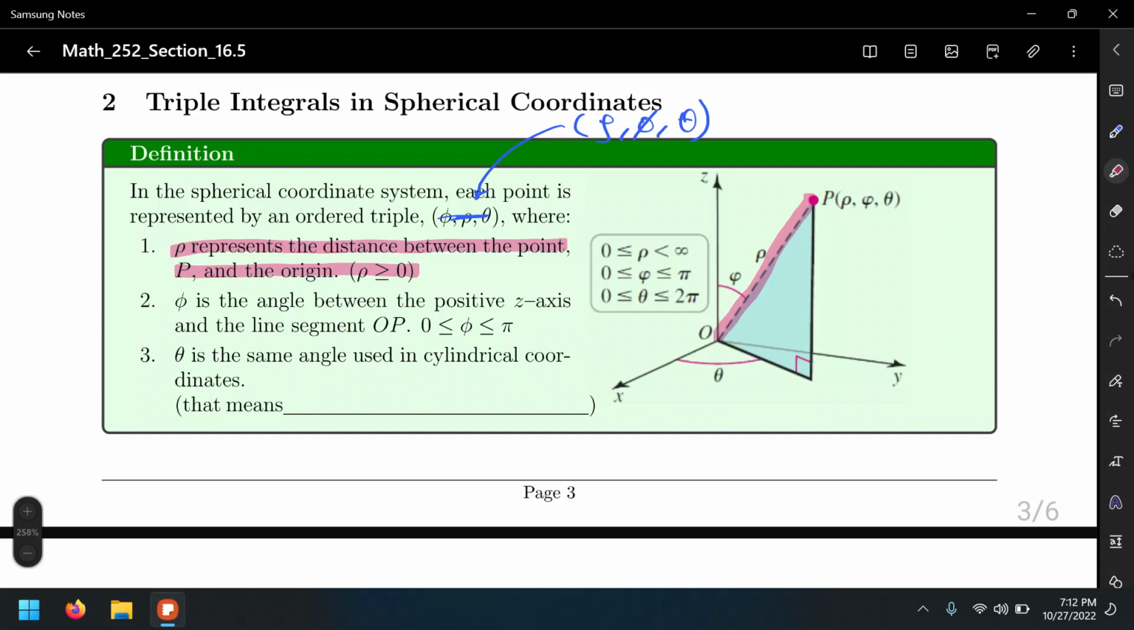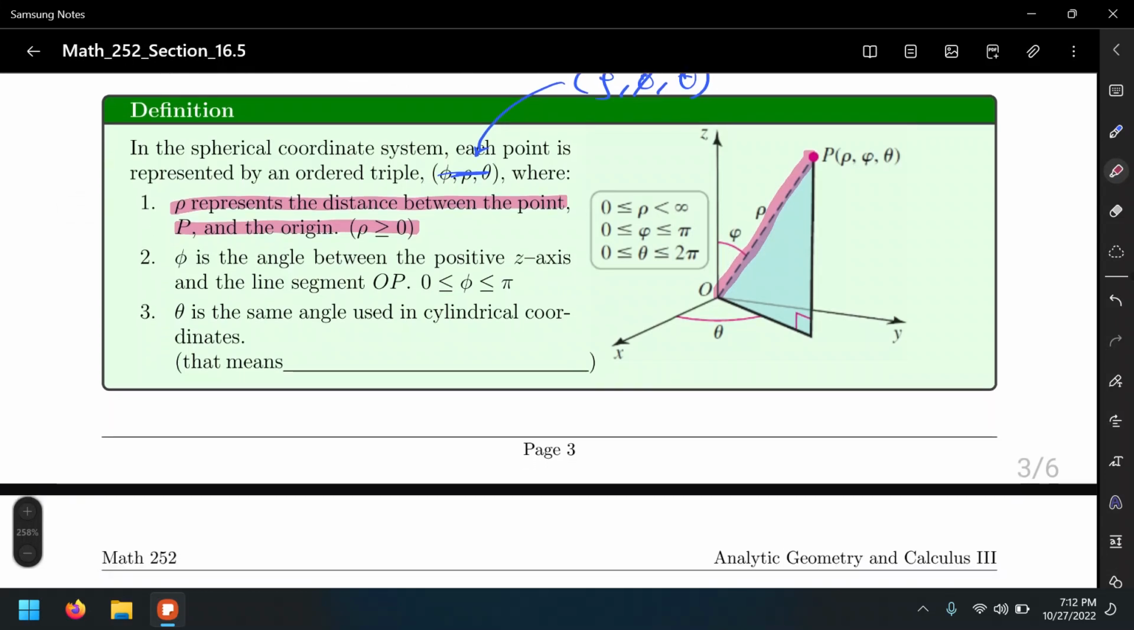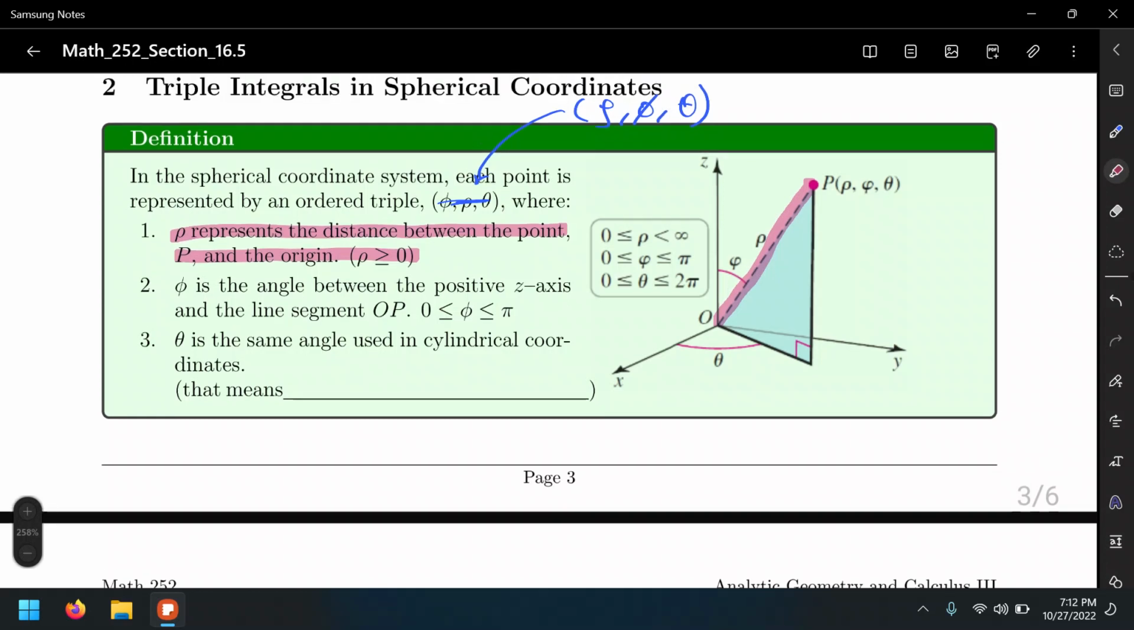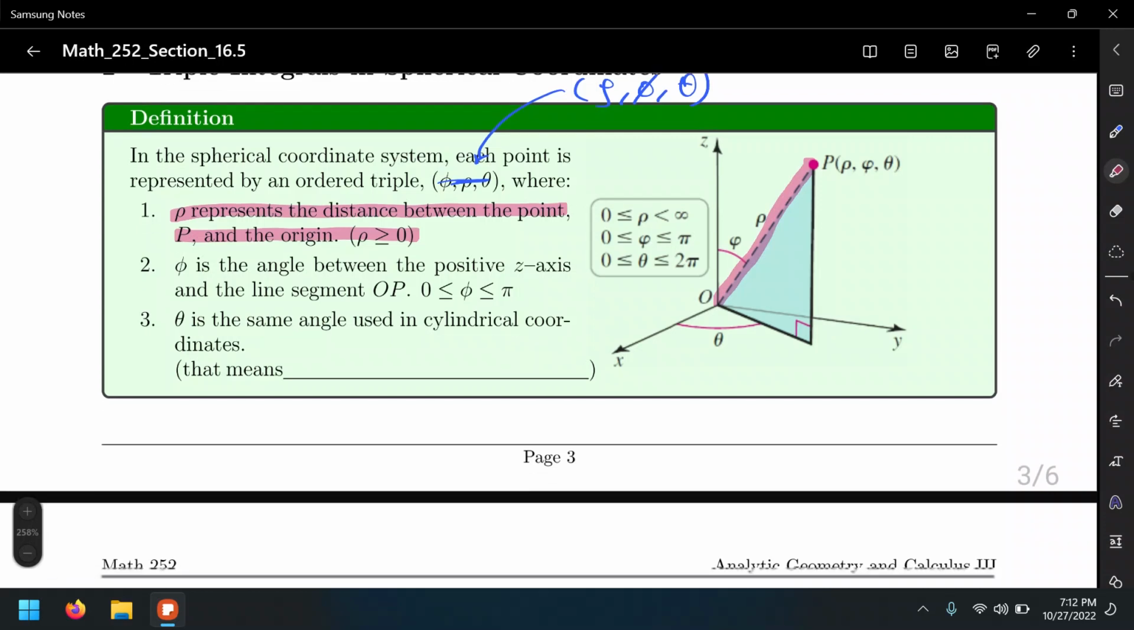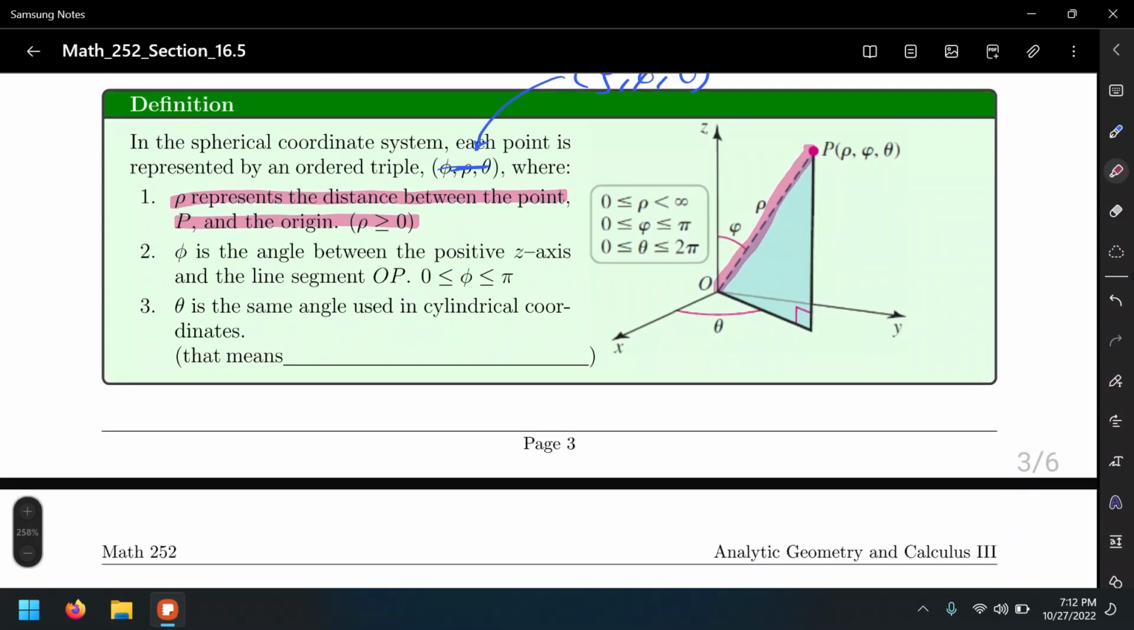Well, phi is the angle between the positive z-axis and the line segment OP. Actually, I have an animation for this, because if I try to explain how it works, it's going to be just weird. So the visual will for sure be a lot better.